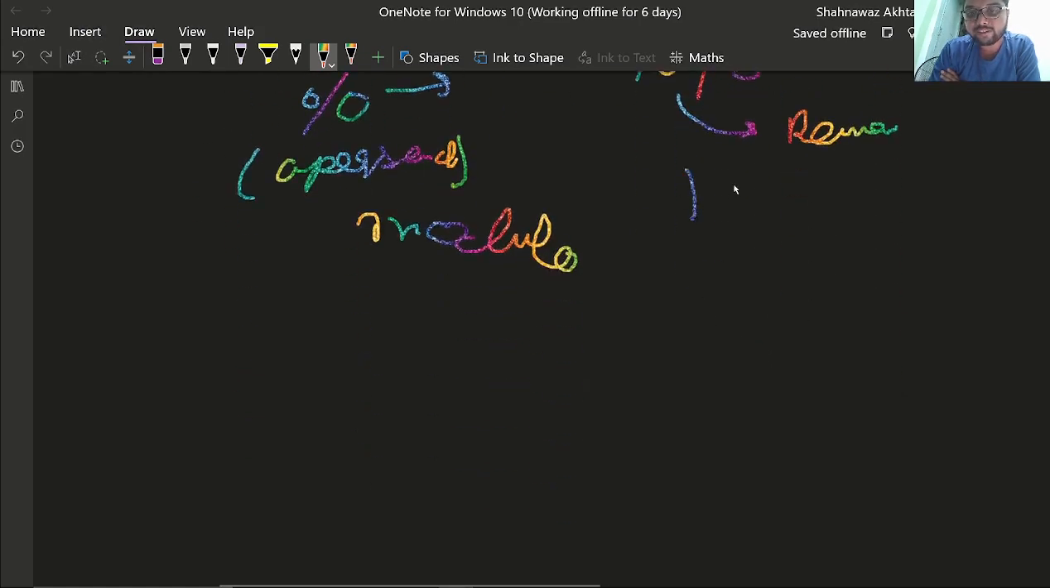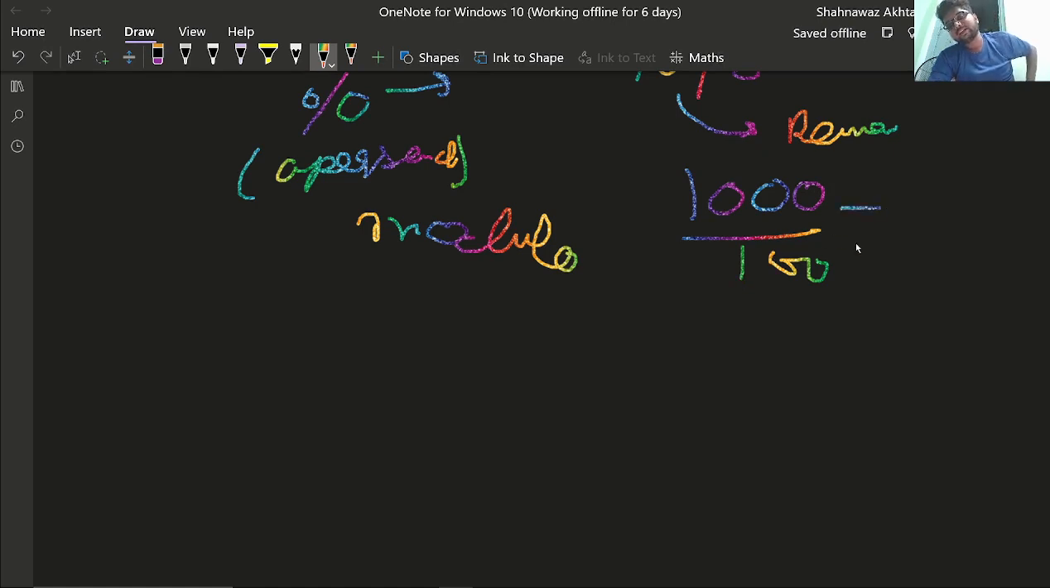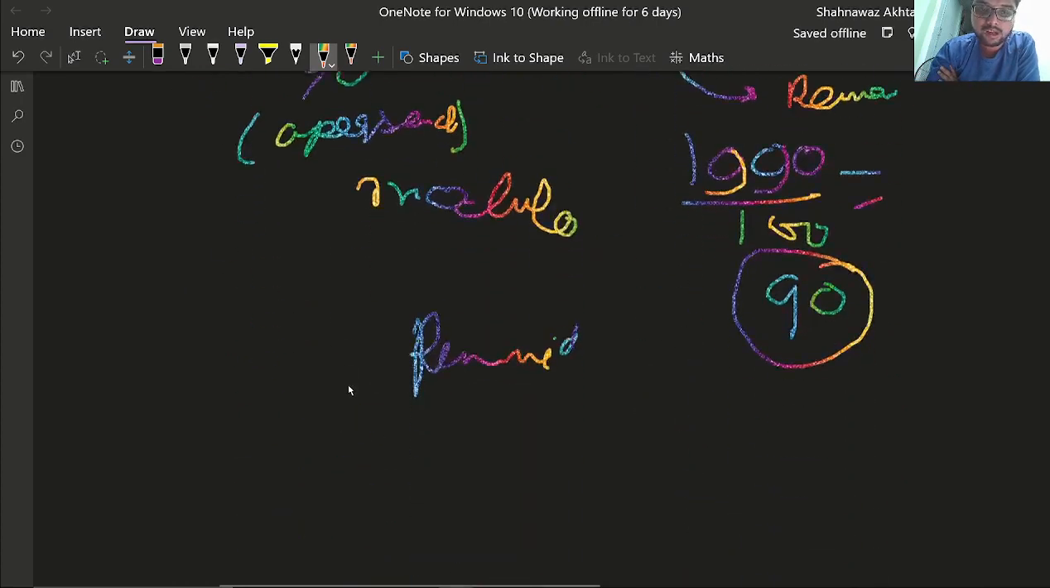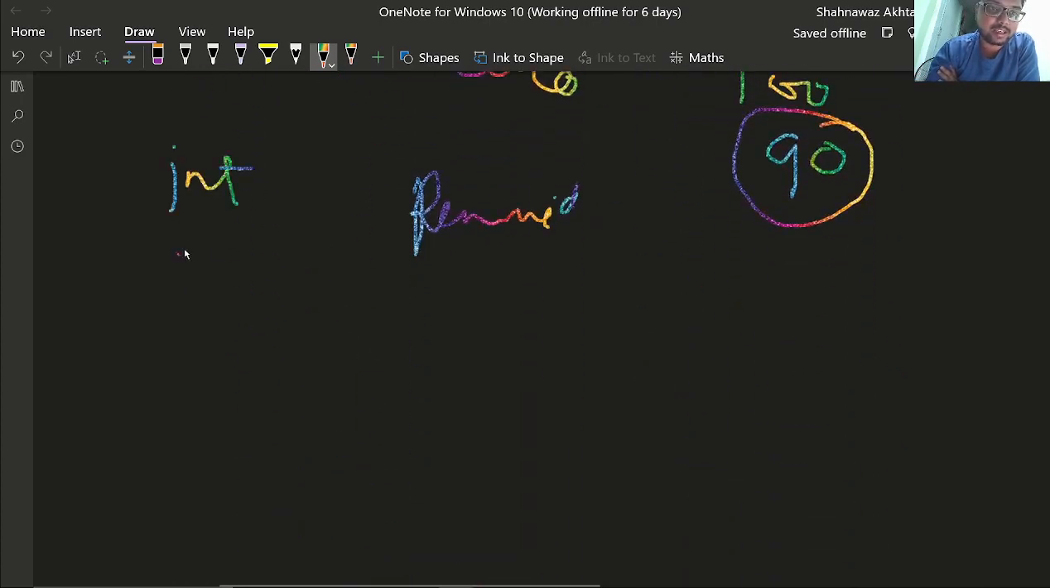Suppose we divide 10,000 by 100. Then what will be its remainder? It is completely divisible, so the remainder is zero. But suppose we divide this by that one. What will be its remainder? Its remainder will be 90. So what does the modulo operator do? It returns the remainder. No matter what the data type is, whether it is int or floating type, it will return the remainder value. All right, I think you have got it till now.